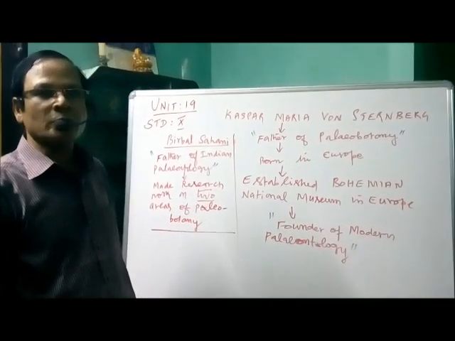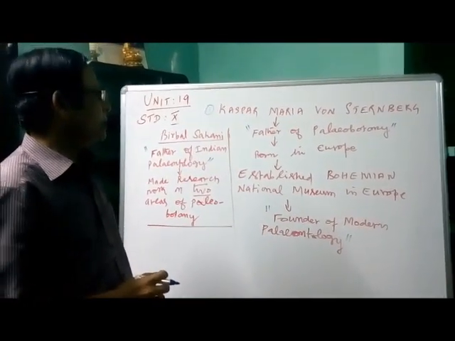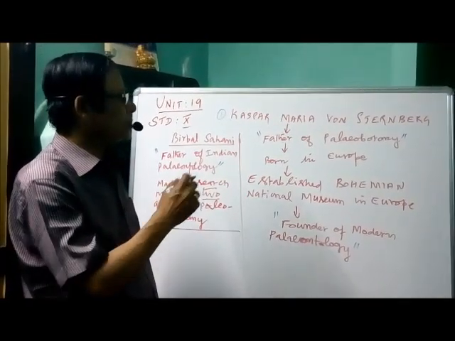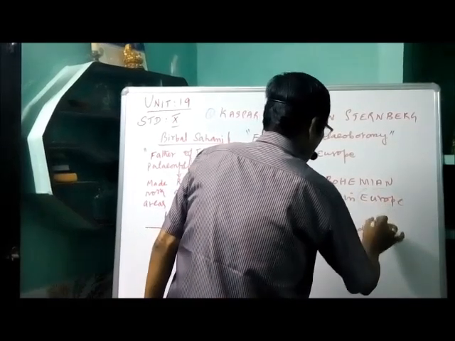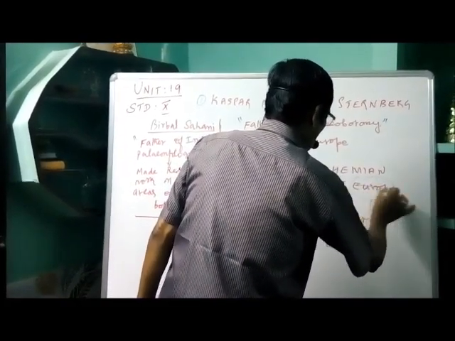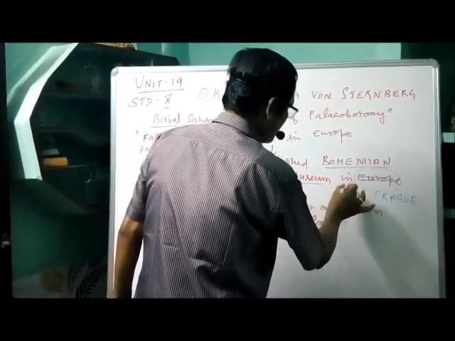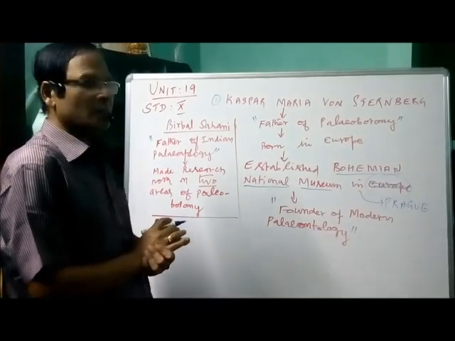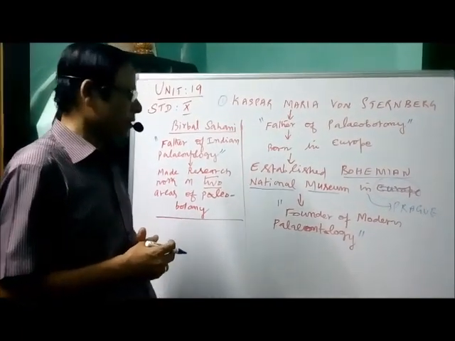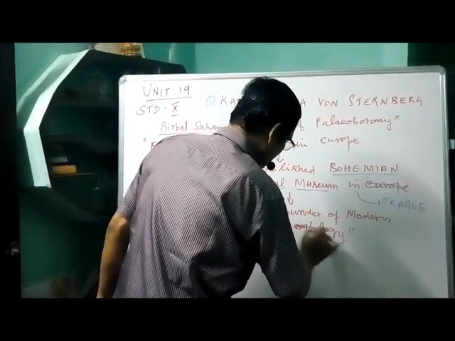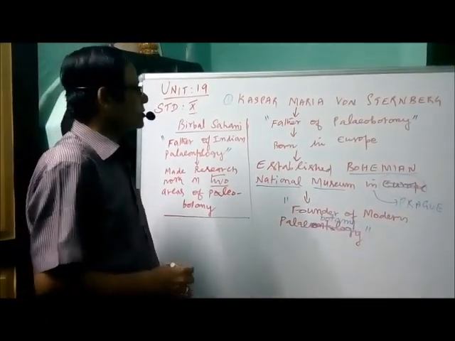Let us talk about some people related to paleobotany. One person, Caspar Maria von Sternberg, was born in Europe. He is called the father of paleobotany. He established one museum in Prague, the Bohemian National Museum. That is a museum established by him. Also, he is considered the founder of modern paleontology, or we can say modern paleobotany, if you are taking strictly paleobotany. So this is one person.